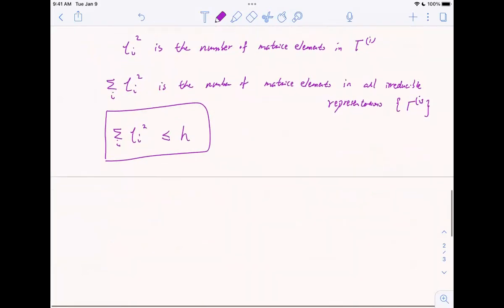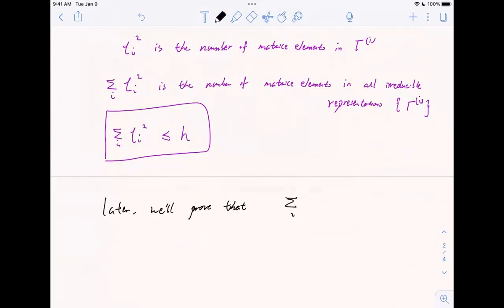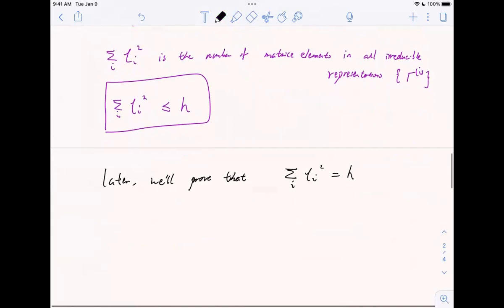And later we will prove that this is actually an equal relationship. It is actually H. Later we will do this. But right now just take it. So that's an important result. Let me give you an example.